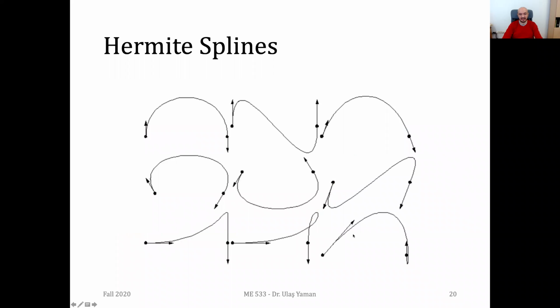So here you see, for instance, in this example, we have the same start and end points. They're horizontal, but the difference is that their tangents are in different orientations, in different directions. You see, by using the same control points and only changing the directions, the derivatives, we obtain various curves, and they are all cubic.